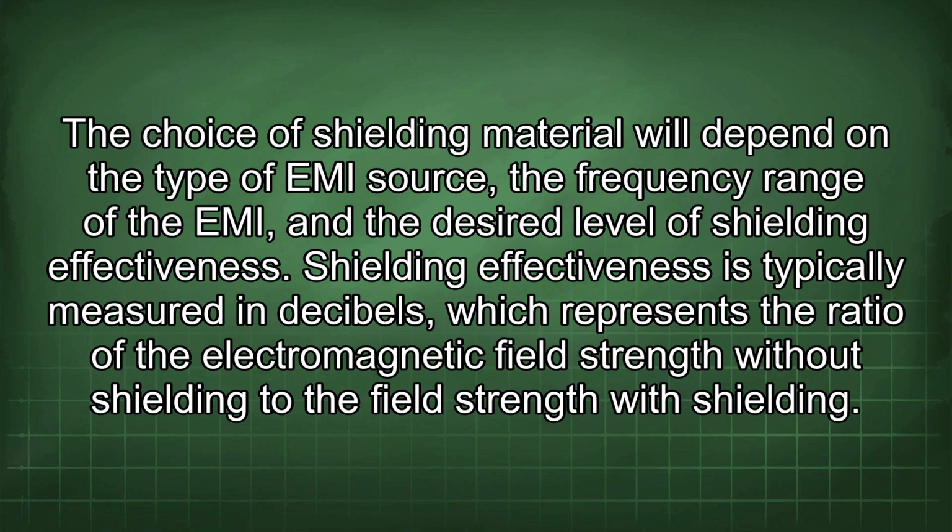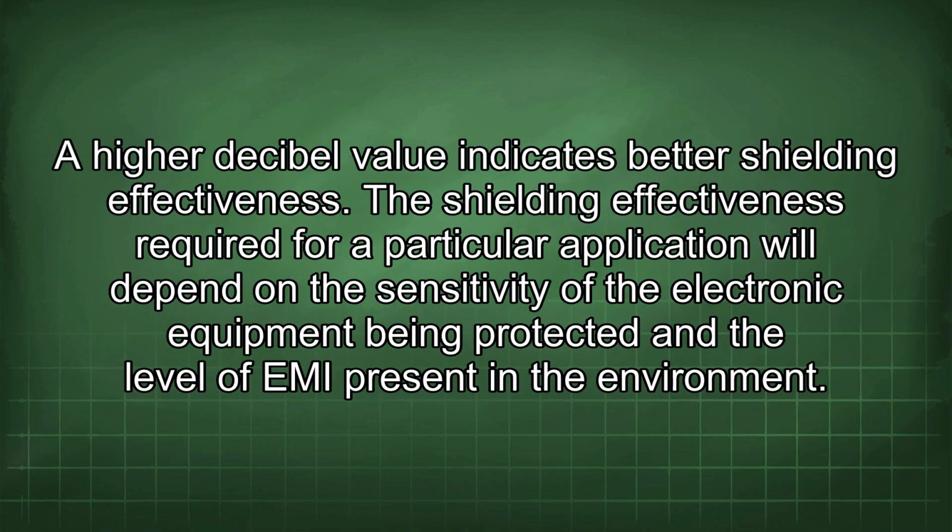Shielding effectiveness is typically measured in decibels, which represents the ratio of the electromagnetic field strength without shielding to the field strength with shielding. A higher decibel value indicates better shielding effectiveness. The shielding effectiveness required for a particular application will depend on the sensitivity of the electronic equipment being protected and the level of EMI present in the environment.